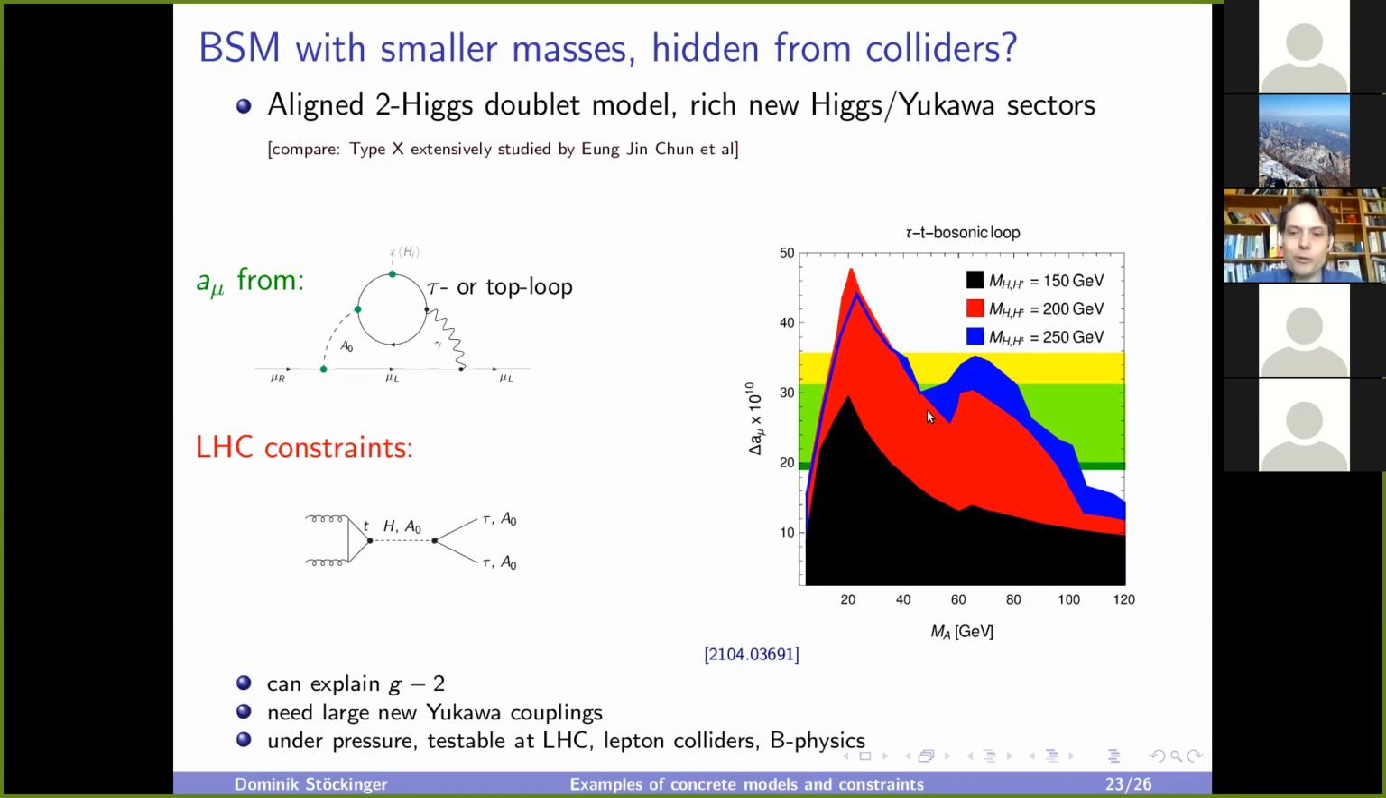It's just at the same order of the currently observed deviation. So we can still explain G-2 in this model in a parameter region where the new Higgs is a bit below 100 GeV. But it's just about possible. And if the future deviation becomes a little bit larger or the LHC constraints become a little bit stronger, then this model might be excluded as an explanation.